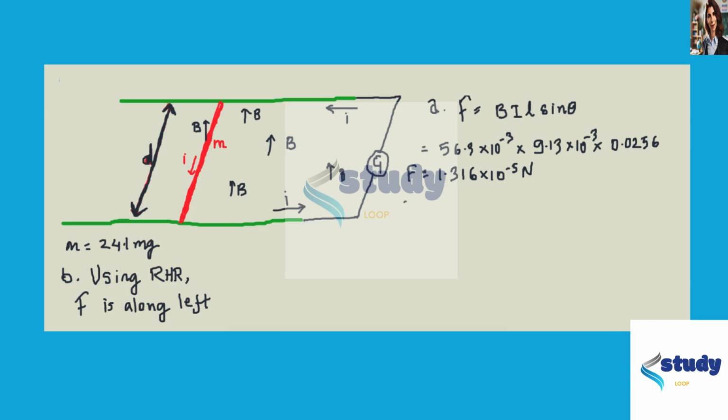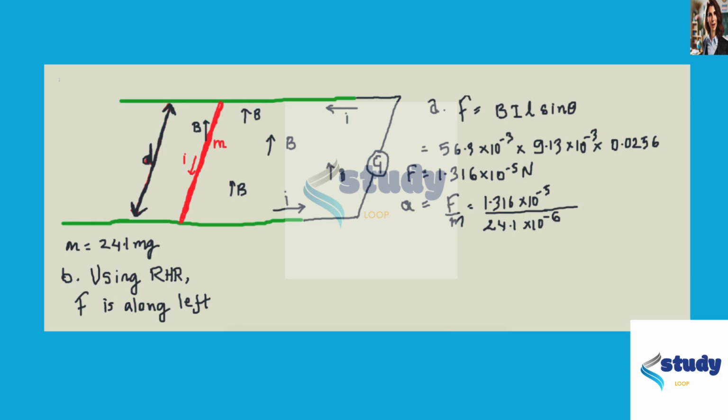So with this force, how much acceleration will the wire gain? Acceleration is equal to force upon mass. So this is equal to 1.316 into 10 to the power minus 5 upon the mass, which is given in milligrams, right? So 24.1 into 10 to the power minus 3, right? No, gram is not SI, kilogram is SI. So you want to convert milligram to kilogram, so 10 to the power minus 6. This is the place where a lot of students make mistakes, so be careful with converting milligram to kilogram.